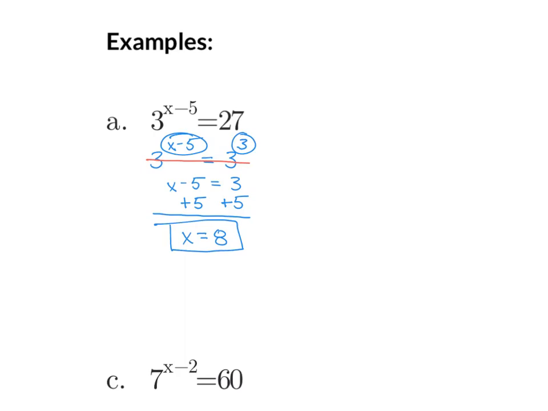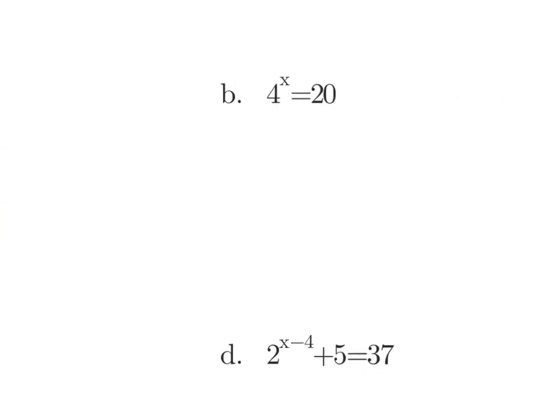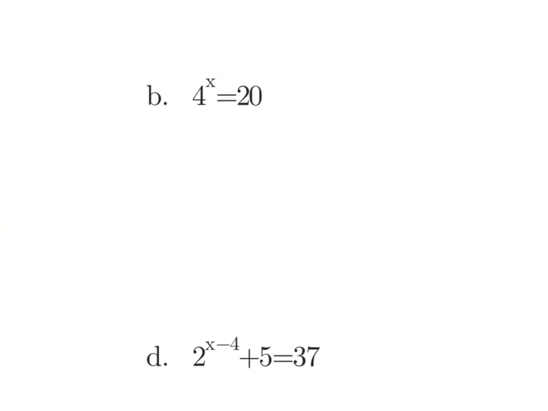All right, so let's come over to example B. Example B, we have 4 raised to the x equals 20. One of the first things to note about this problem is 20 cannot be written as 4 raised to some exponent. 4 squared gets us to 16, 4 cubed gets us to 64. There's nothing there that will get us to 20 using nice numbers. So this is an example where we are going to have to use logarithms.